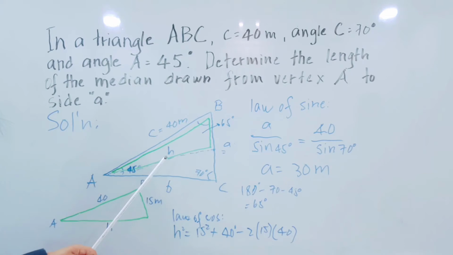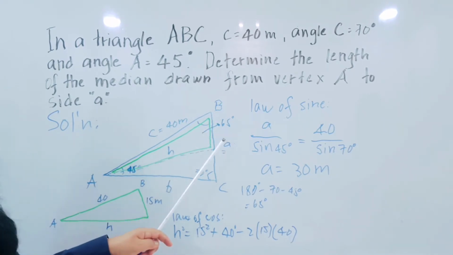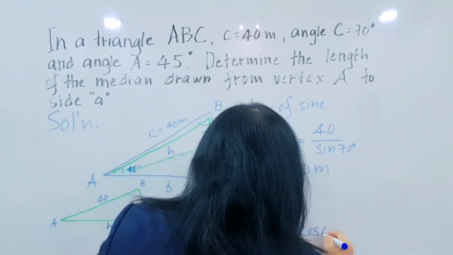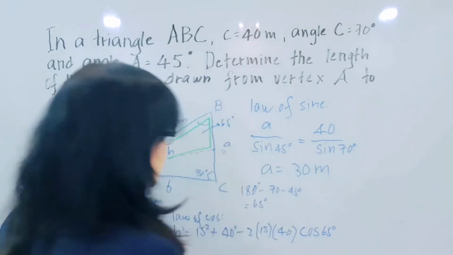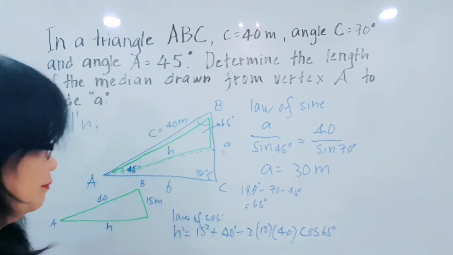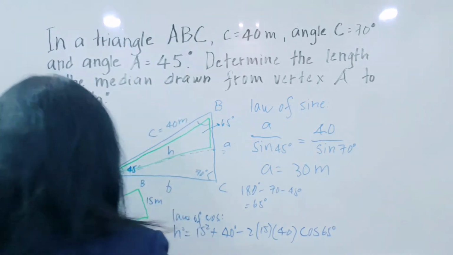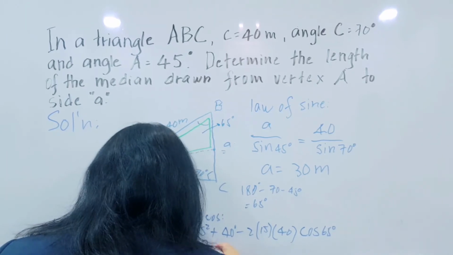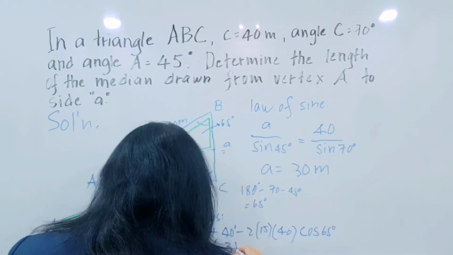multiplied by the cosine of the opposite angle of H, which is 65 degrees. Therefore, simplifying this one, H is equal to 26.3 meters.